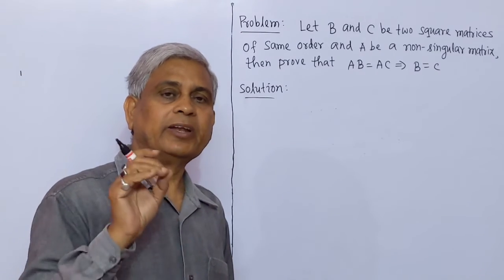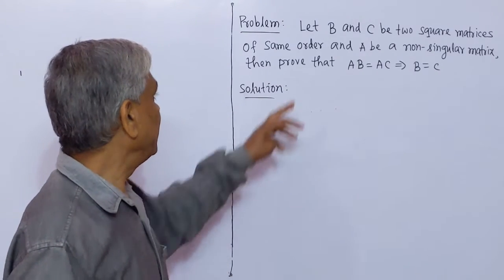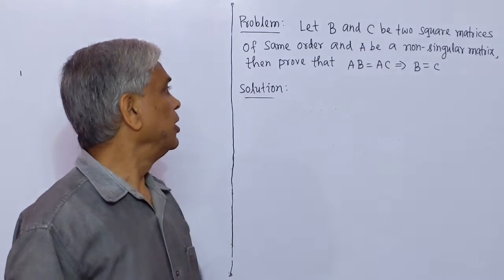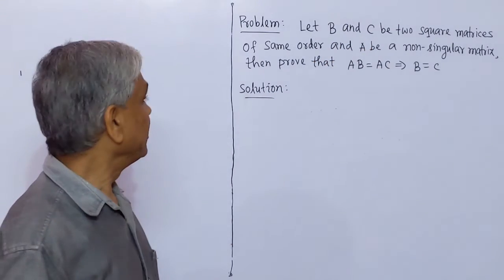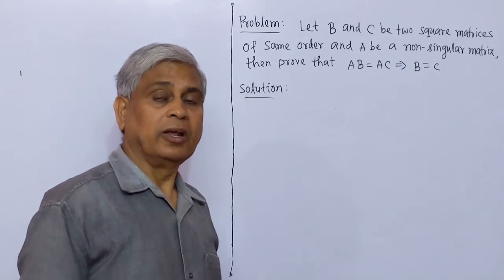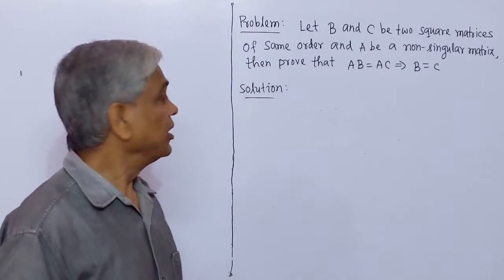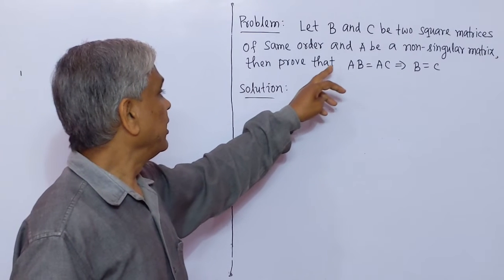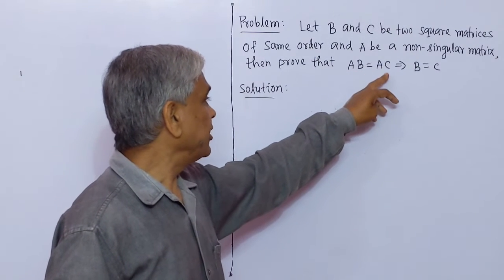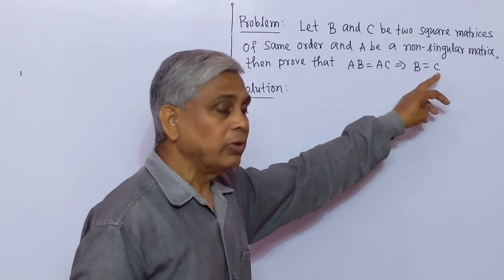Now we solve the next problem. Next problem is let B and C be two square matrices of same order and A be a non-singular matrix. Then prove that A multiply B equal to A multiply C implies that B equal to C.